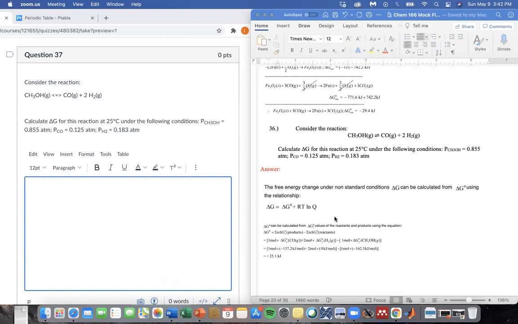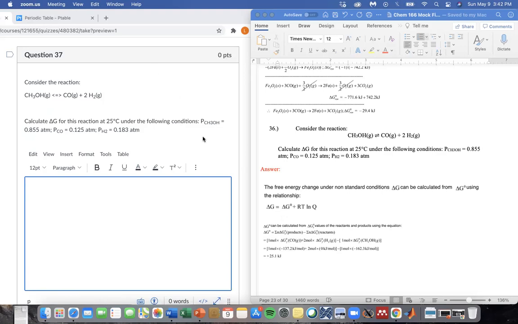For the next reaction, you have to calculate the delta G under the following conditions, and you're given the pressures for all of these substances. To figure out the delta G value, we have to use this equation: delta G equals delta G standard plus RT ln Q.